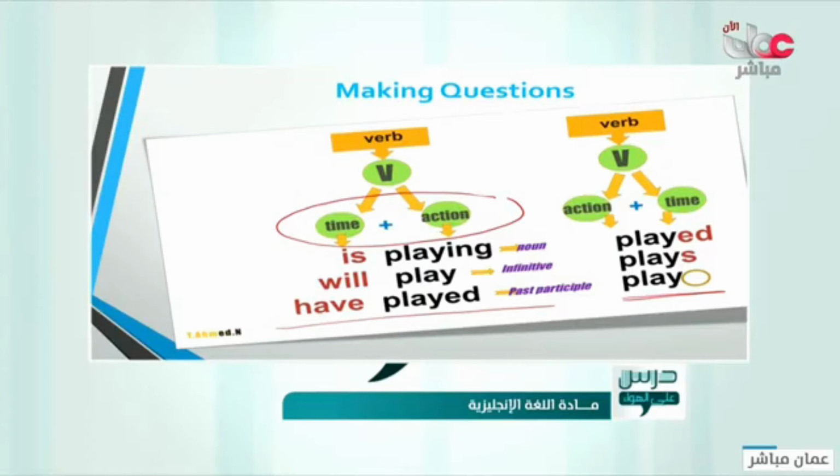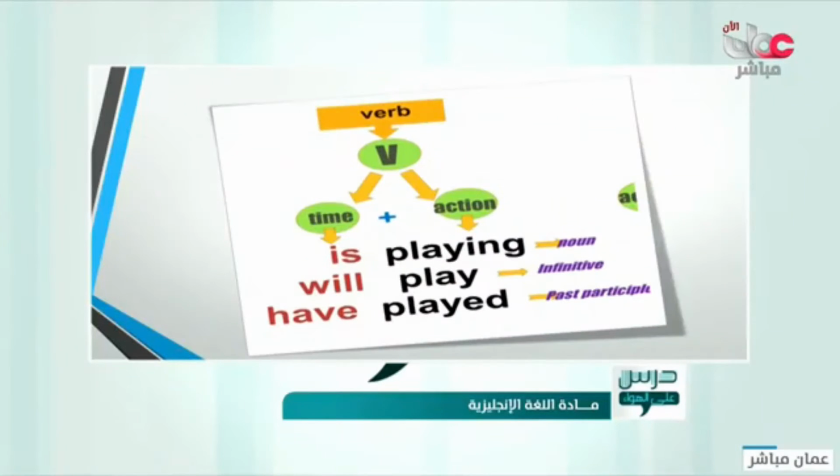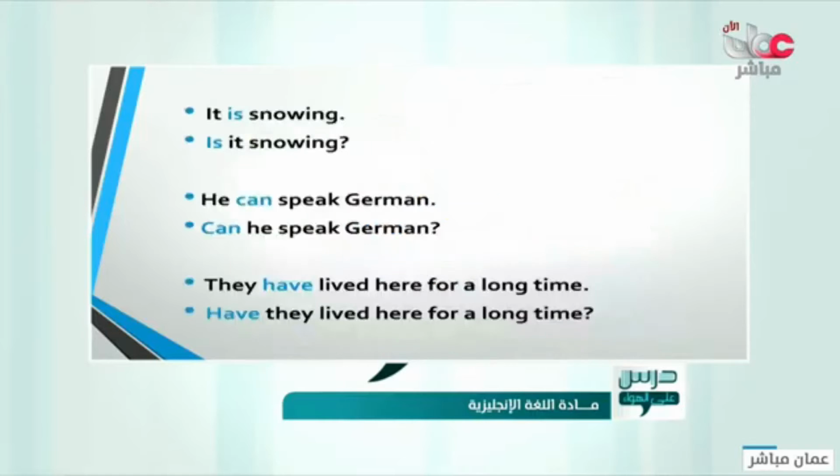Okay, let's start with how to make a question out of verbs that have time in a separate word, like this one. For example, is playing is the verb, while is gives the time and playing gives the action. Will play is also the verb, will gives the time while play gives the action. Have gives the time, play gives the action. Together those two make the verb. Have a look at this example.